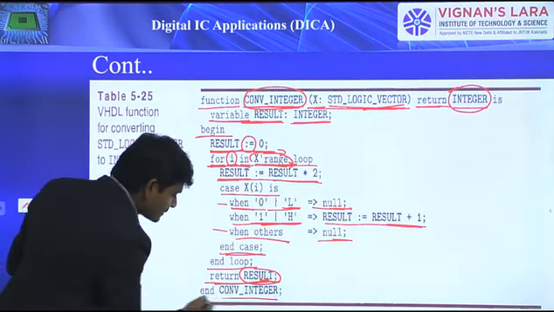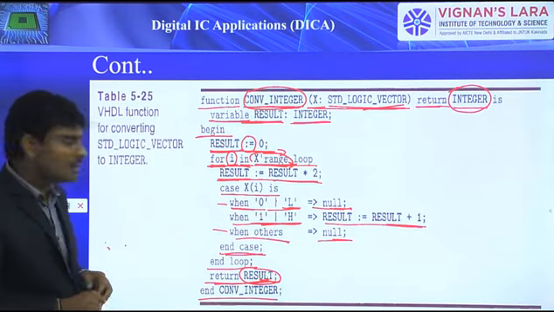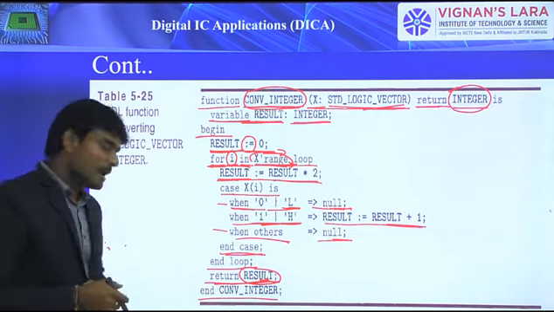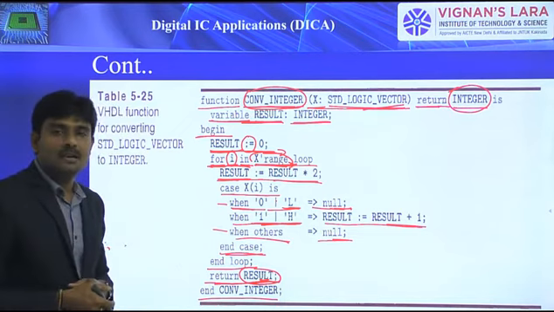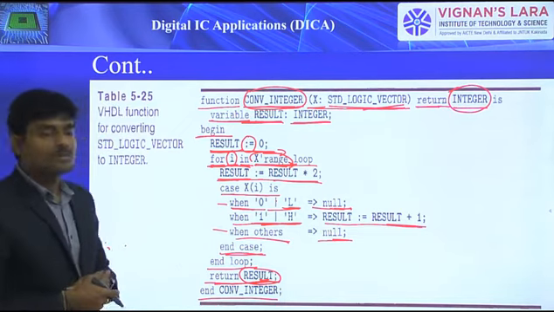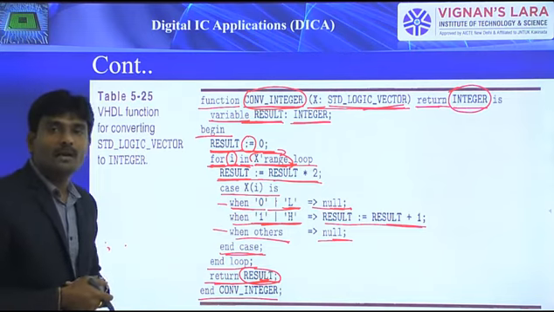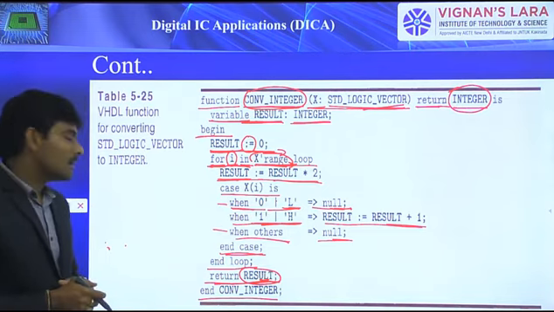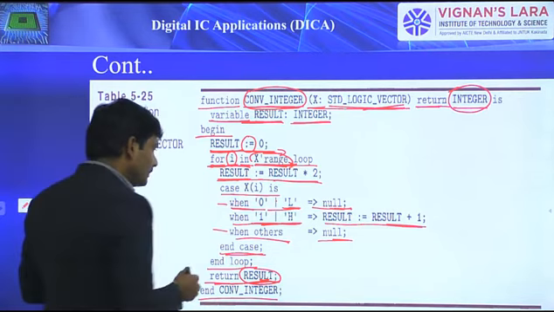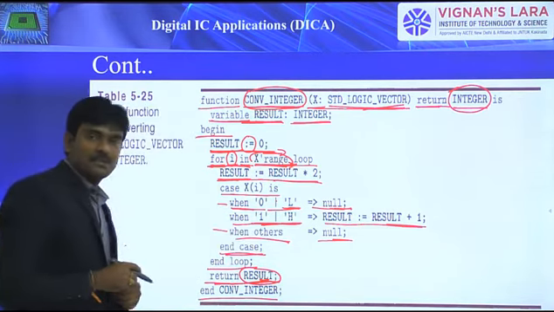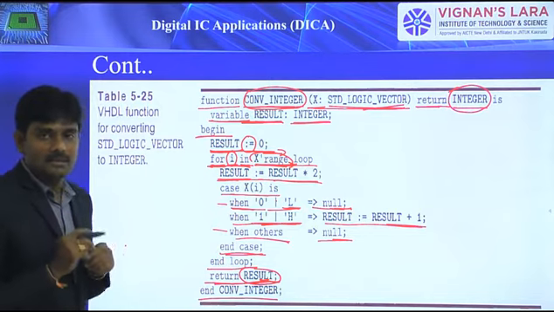Then after that we are supposed to close that particular function by means of considering the end function name, which is convert_integer. Okay. So this is how to write a program. Then after that, the same program, let me explain by means of considering one example.